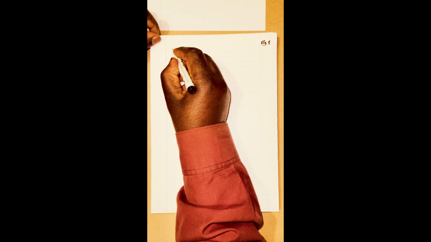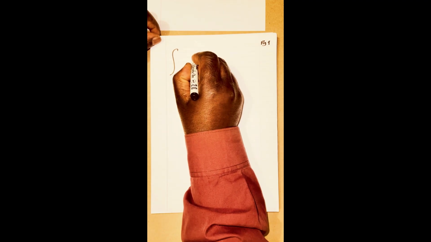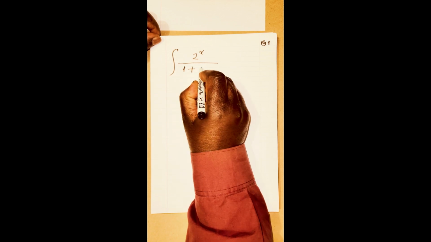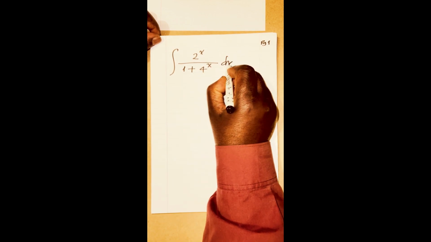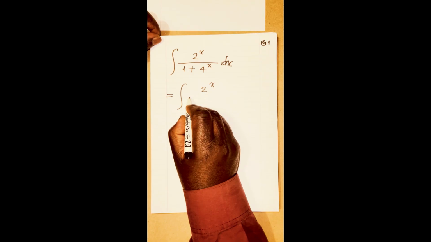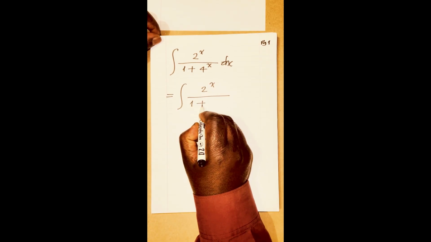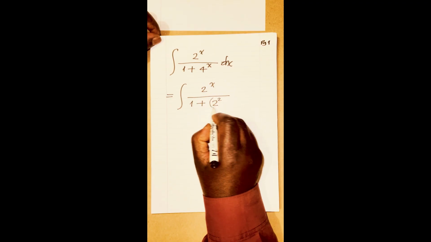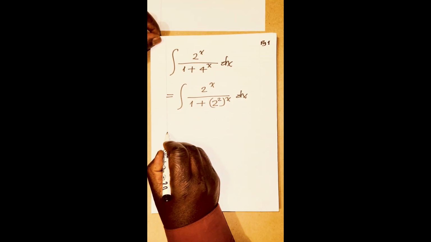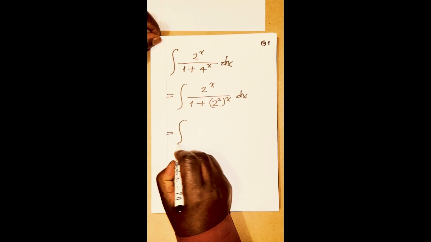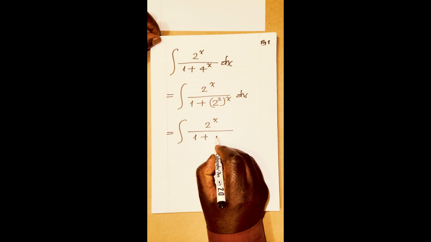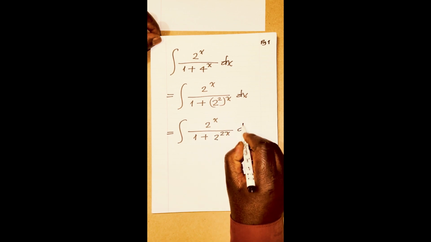So we have the integral of 2 to the power x all over 1 plus 4 to the power x dx. Now, like I was saying, this is the same as the integral of 2 to the power x all over 1 plus, remember, 4 is 2 to the power 2, but we have a power of x over here, and then we have to say dx. Now remove the brackets. What we have now is the integral of 2 to the power x all over 1 plus 2 to the power 2x dx.